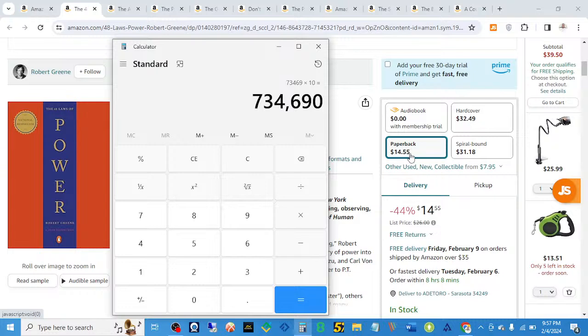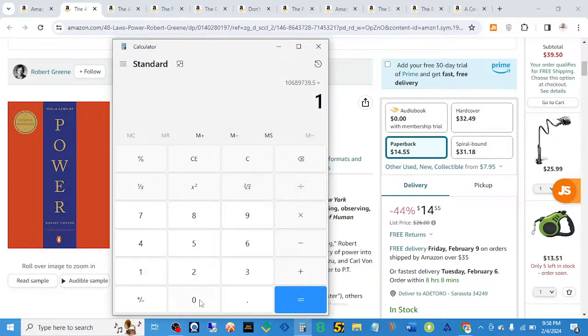I'm still coming back to that. So this number of sales multiplied by the price of the book, let's say multiply by 14.55. Do you see the amount this seller has made? Now, before we go to the final conclusion, this has to be reduced.